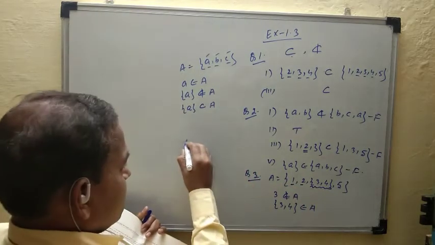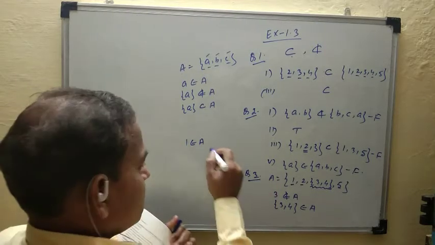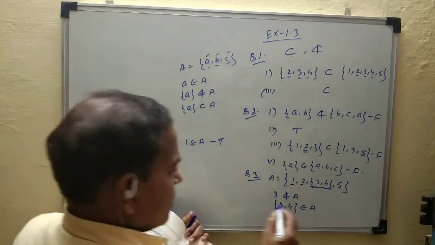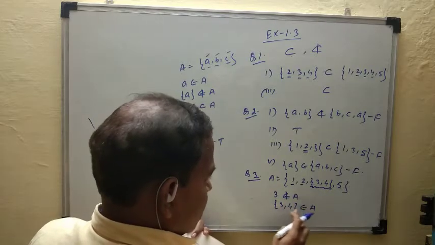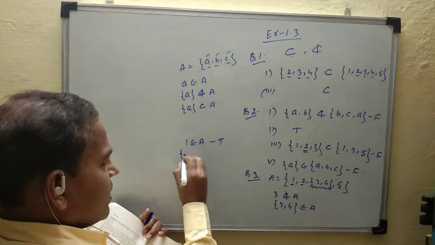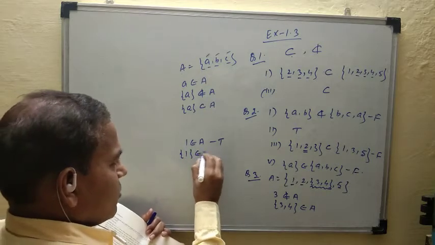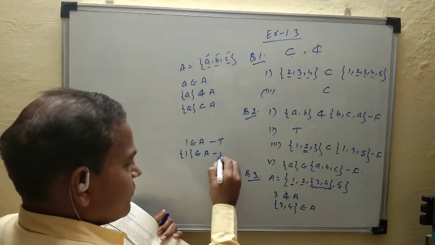And 1 belongs to set A. This is true. This is true. 3, 4 does not belong in... 3, 4 belongs in set A, 2 belongs in set A. This curly bracket 1, does it belong in set A or not? No, this is false.